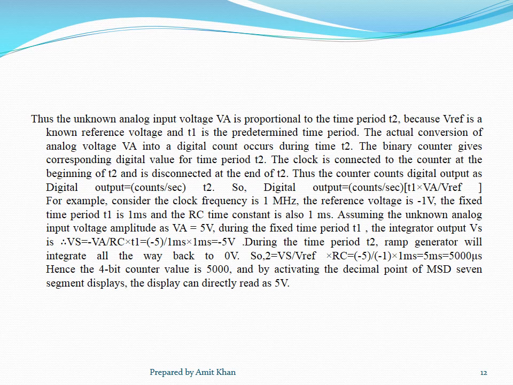And during the time period T2, the ramp generator will integrate all the way back to 0 volt. So T2 equals Vs divided by V reference into RC, which equals 5000 microseconds. So the 4-bit counter value is 5000, and by activating the decimal point of the MSD 7-segment display, the display can directly read as 5 volt.